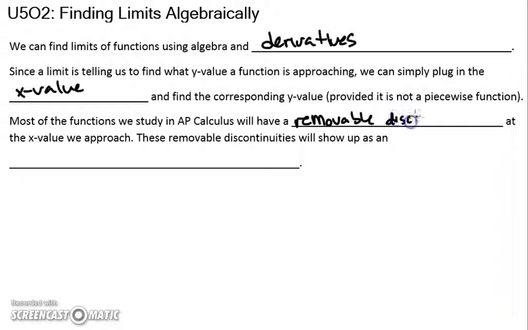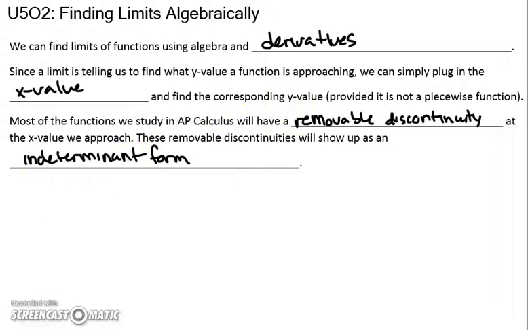And those are going to show up in a very unique way on our limits. What they're going to show up as is something called an indeterminate form. So again, we're going to plug in our x value. If we get an answer out, that's fantastic. That's the answer of the limit, because the y value is going to approach the actual y value. But that's not going to happen very often. We're going to end up having some sort of removable discontinuity or maybe an asymptote, and those are going to show up when we plug in our x value as an indeterminate form.